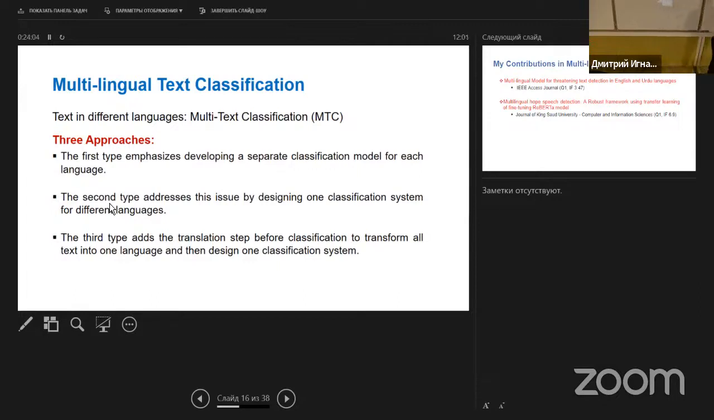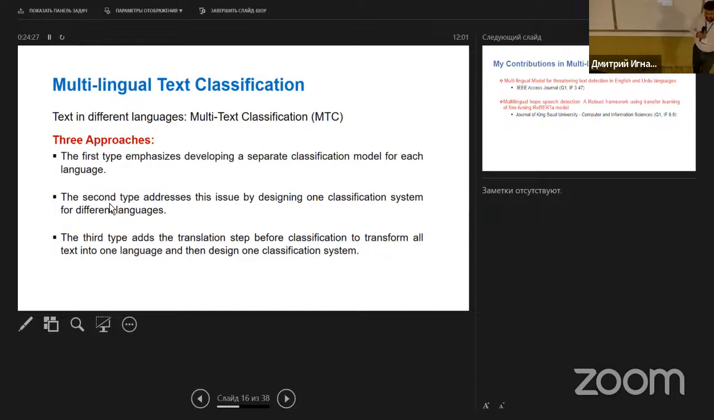The first approach emphasizes that we need to design a separate classification system for each language. This is the conventional approach. For example, if we are going to perform the threatening language identification task, and we have data in English and Russian, then we need to design two classification systems, one for English and one for Russian.